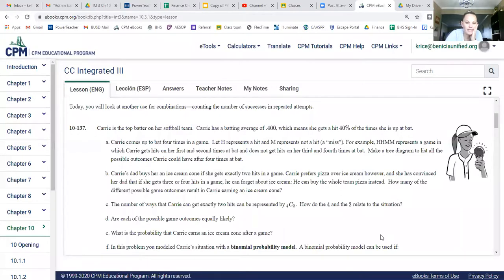Part B says Carrie's dad buys her an ice cream cone if she gets exactly 2 hits in a game. Carrie prefers pizza over ice cream, however, and she has convinced her dad that if she gets 3 or 4 hits in a game, he can forget about ice cream. He can buy the whole team pizza instead. How many of the different possible game outcomes result in Carrie eating an ice cream cone?